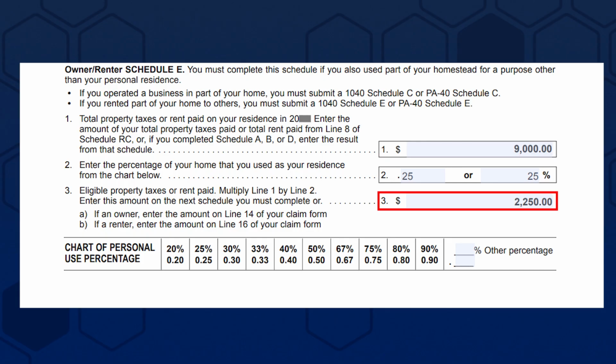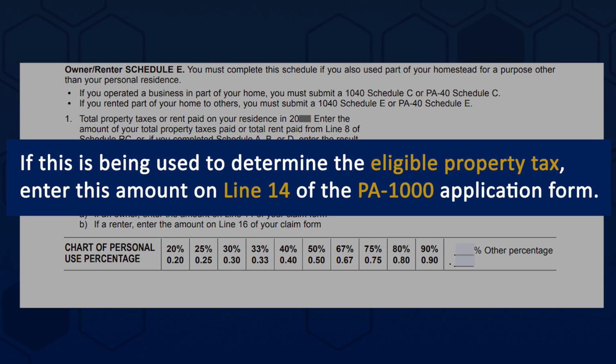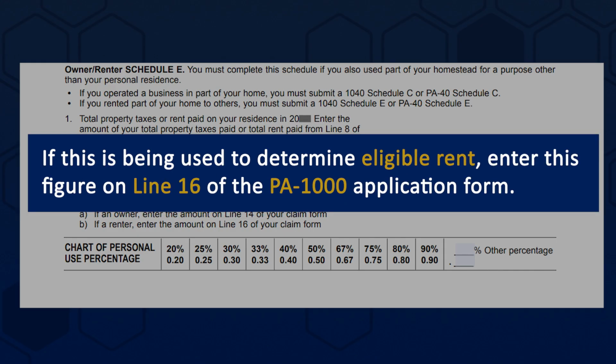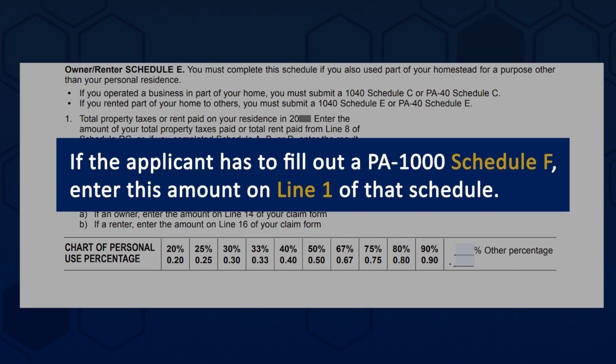Then on line 3, multiply line 1 by line 2 to determine the amount of taxes or rent that will be considered for the applicant's eligibility for a rebate. If this is being used to determine the eligible property tax, enter this amount on line 14 of the PA-1000 application form. If this is being used to determine eligible rent, enter this figure on line 16 of the PA-1000 application form. If the applicant has to fill out a PA-1000 Schedule F, enter this amount on line 1 of that schedule.